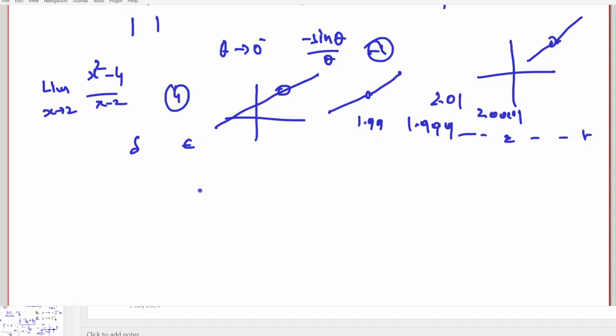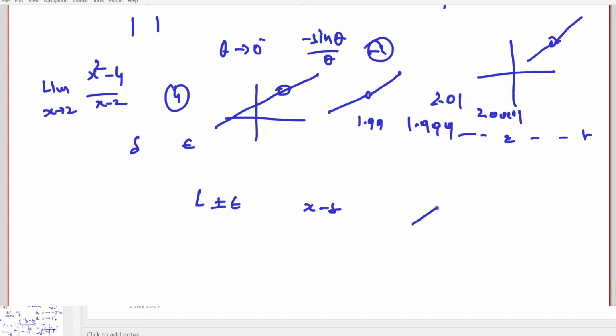What is the formal definition of limit? If you say the limit is L, what does that mean? It means for whatever epsilon that you are giving, L plus or minus epsilon, there should be some delta, within the range of which x plus or minus delta, the value of the function is always lying within this range. Understood?